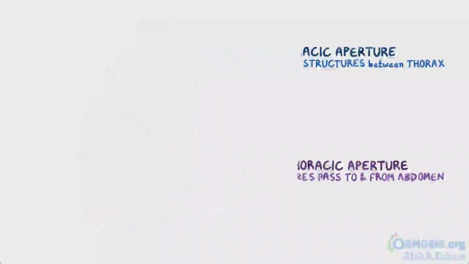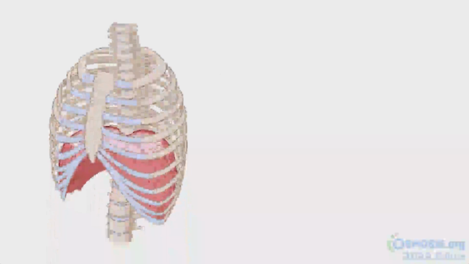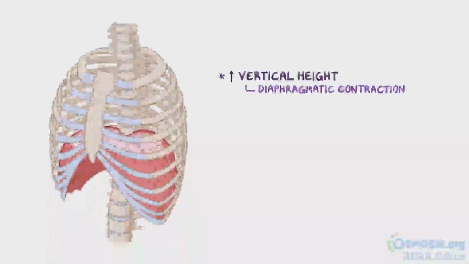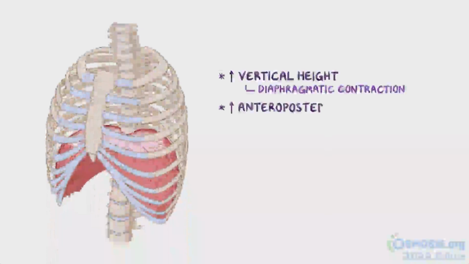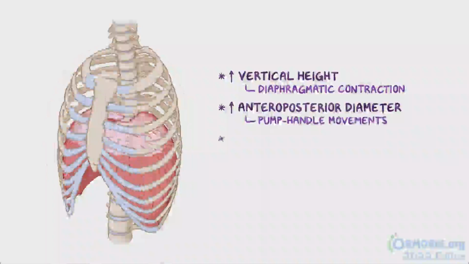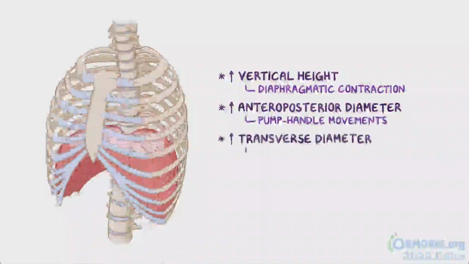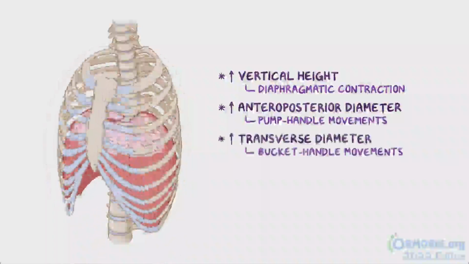Finally, during forced inspiration, the thoracic cage increases its vertical height through the diaphragmatic contraction, the antero-posterior diameter of the thoracic wall through a pump handle movement, and the transverse diameter through a bucket handle movement.